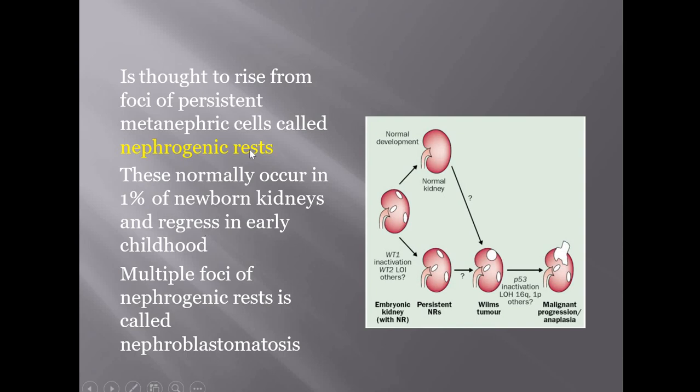Now, how is it thought to occur? It is thought to occur from persistent metanephric nests. This is a picture of a normal developing kidney, and the whitish areas you see are the nephrogenic rests. Normally, as the baby grows, these metanephric nests disappear. In 1% of newborn kidneys they are present, and they regress in childhood. But sometimes multiple foci of nephrogenic rest remain persistent, and are superadded with a translocation.